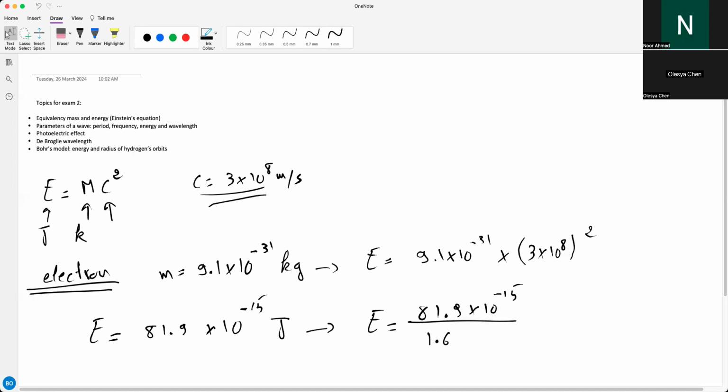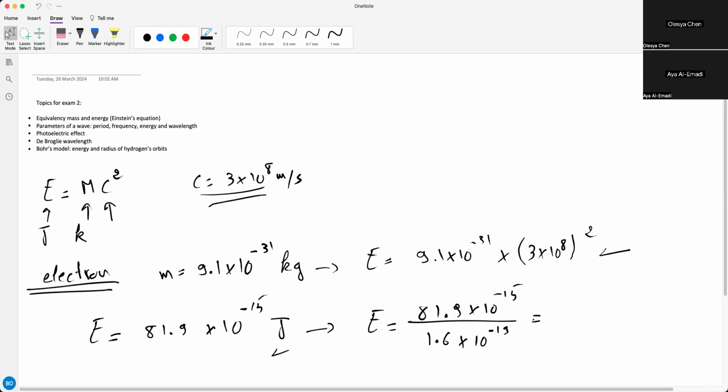So what I said is, I can give you the mass of a particle, like the electron in this case, and I will ask you to calculate the equivalent energy. What you would do is use Einstein's equation, mass times c squared, where c is the speed of light. This is what I did here. We obtained the value in joules, and then if you want to convert it to electron volts, you have to divide by 1.6 times 10 to the minus 19.